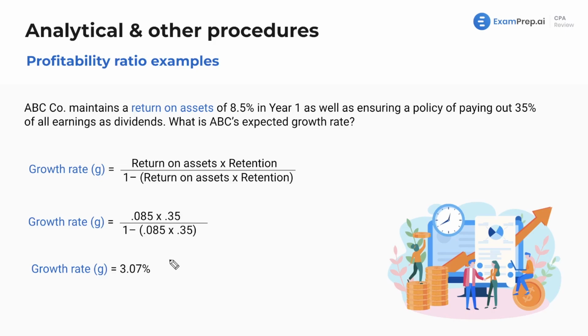This is saying how much is the company growing? The company's growing 3.07% per year. You could compare this to the industry average, compare this to competitors.